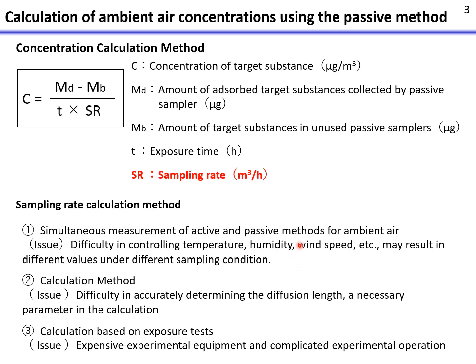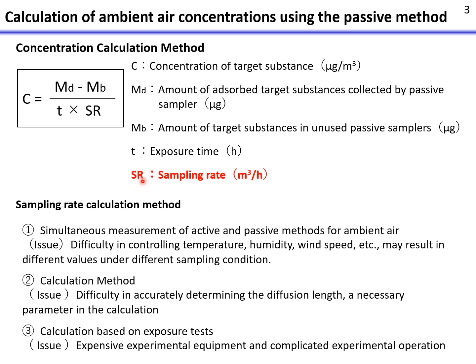The ambient air concentration using the passive method is calculated using the following equation, where C is the measured air concentration, MD is the absorbed amount of the analyte collected by the passive sampler, MB is the amount of analyte in unused passive samplers, which is a blank of the sampler to be used, T is the exposure time of the sampler, and SR is the sampling rate.